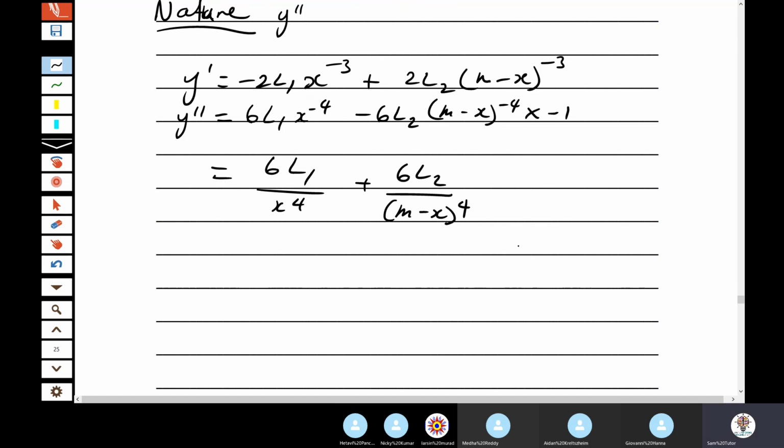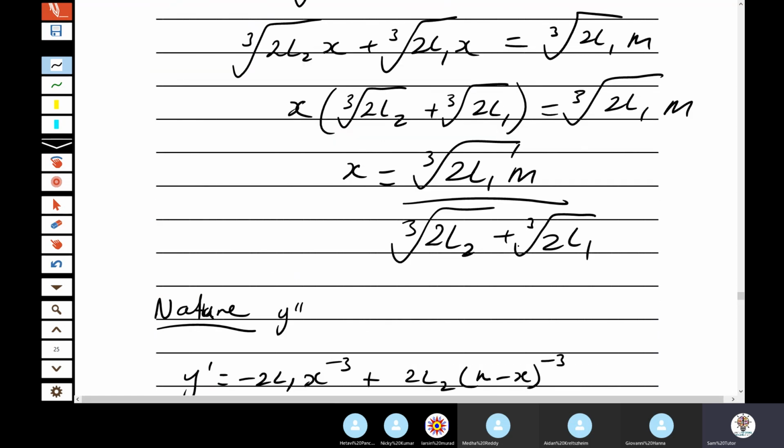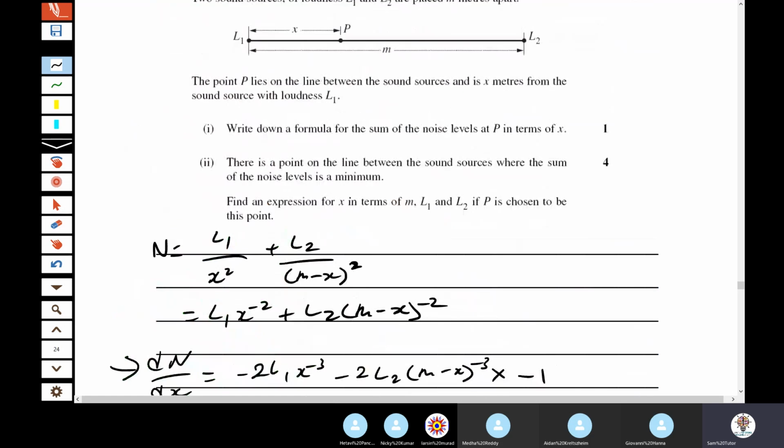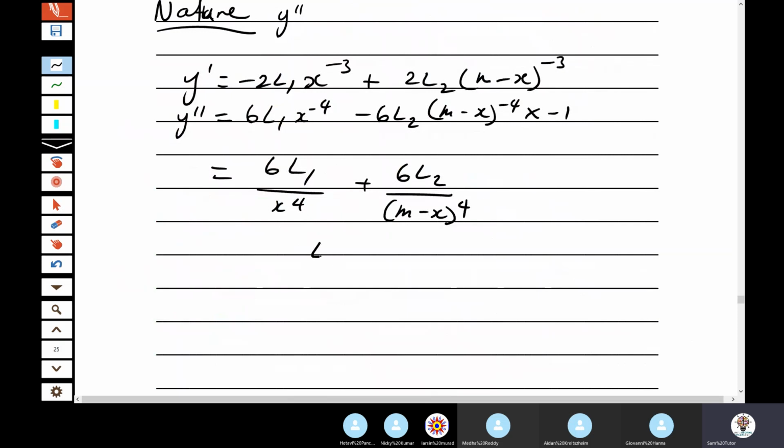Now, stop at this point. Usually we have to sub it in x, right? That's what we usually do. But this question says make sure it's a minimum. Now that means greater than 0. Y double dash greater than 0. L1, comma, L2 and M, they're all greater than 0. Why? Because they're loudness and then M is length. True? So they're all positive. What can we also say about x to the 4 and M minus x to the 4? Is also always positive, because anything to the power of an even number is always greater than 0.